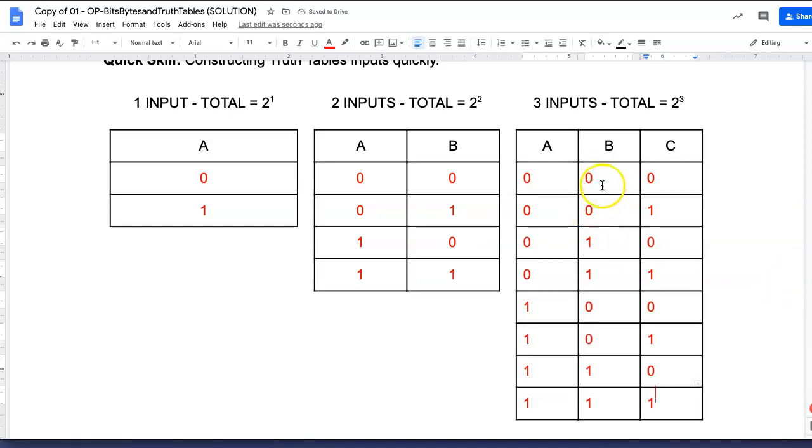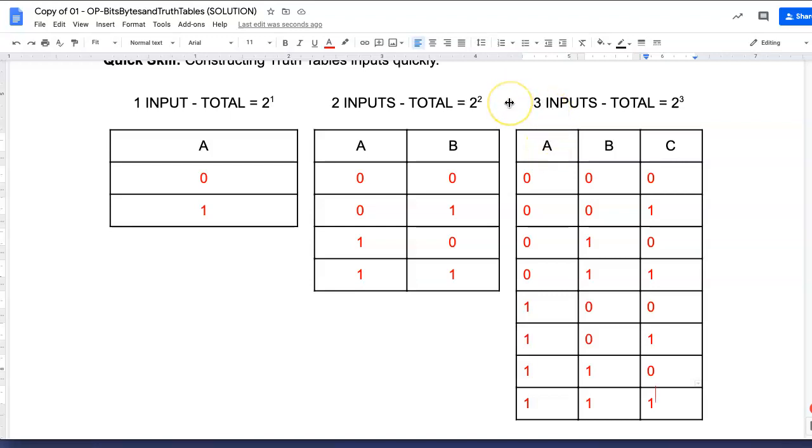And then what we do now is we go to this next column, and we do 0, 0, 1, 1, 0, 0, 1, 1. And the question comes, well, what do we do in the next column? Well, now we do 4 zeros and 4 1s. And so you'll start to see a pattern in that in the first column you're swapping every time, in the next column every 2, and in the next column every 4.